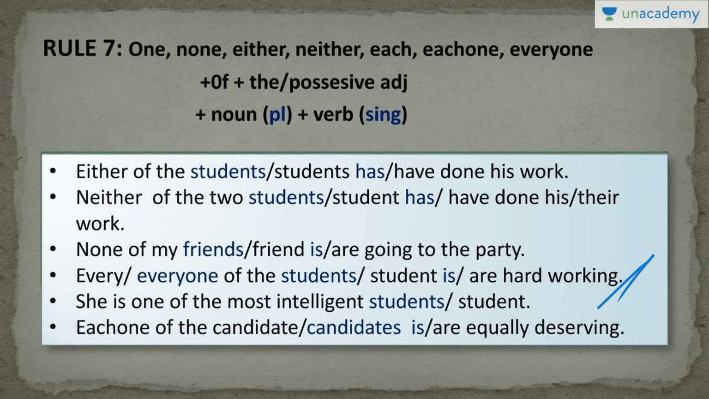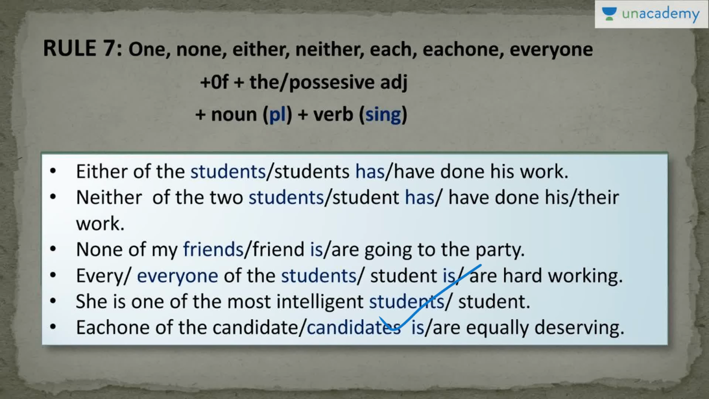Next, she is one of the most intelligent students or student. Here you can see that there is a word one which is followed by of, which in turn is followed by the. So after this the noun has to be plural, so I would choose students, and the correct sentence would become, she is one of the most intelligent students.